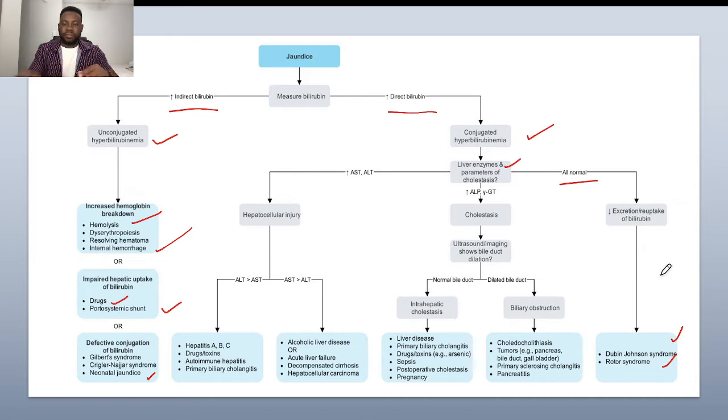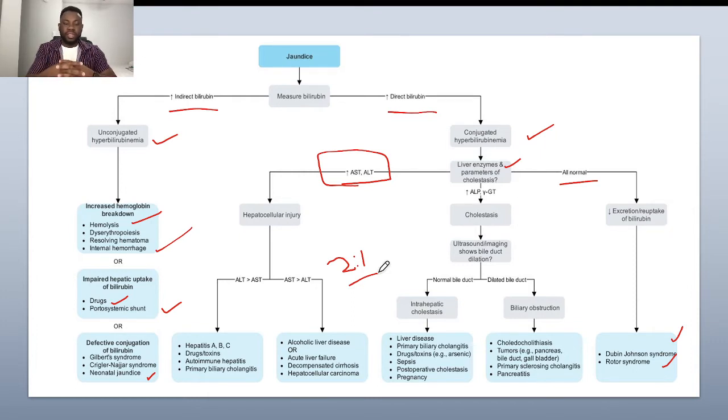biliary system. Another thing we can look at is if AST and ALT are high, meaning that there is a hepatocyte injury, so hepatocellular injury. Now let's look. If AST is greater than ALT, in the ratio of 2:1, most likely it's going to be alcoholic liver cirrhosis. Let me stress this again, very important. If you see AST and ALT, always check to see if the ratio is 2:1 or higher than 2:1. That means that it is going to be alcoholic liver cirrhosis.